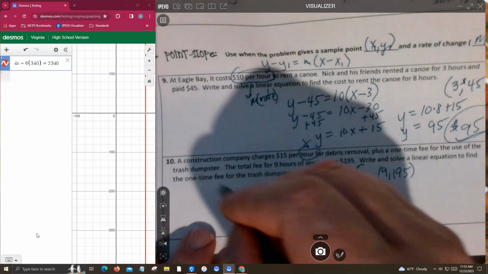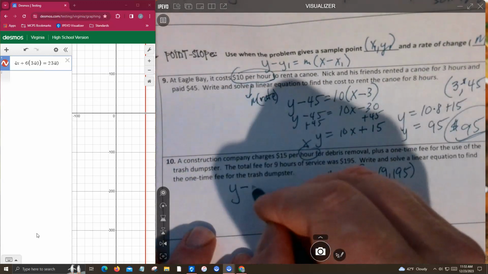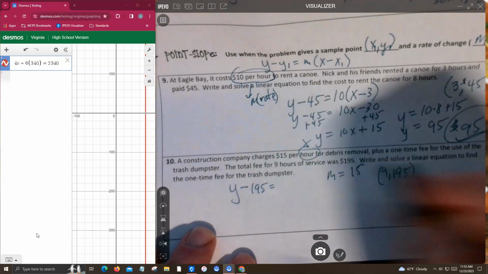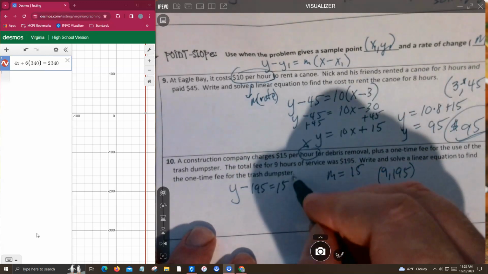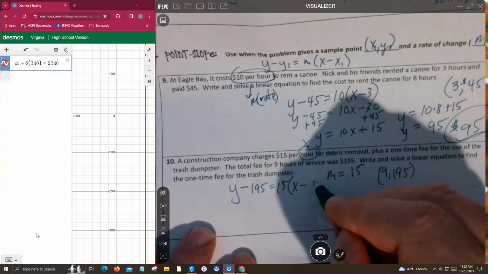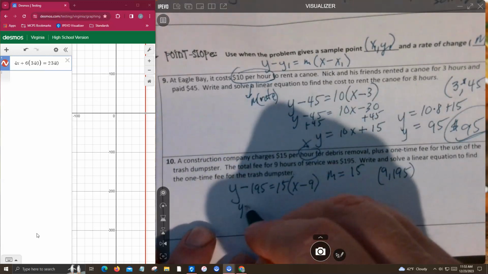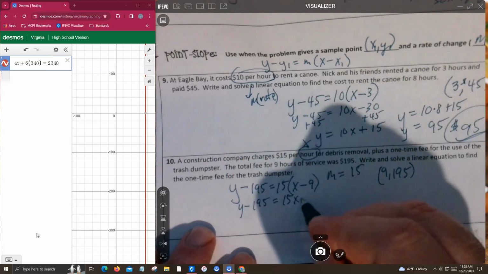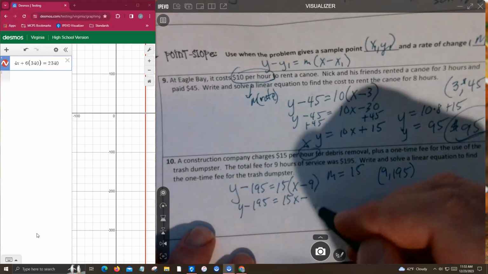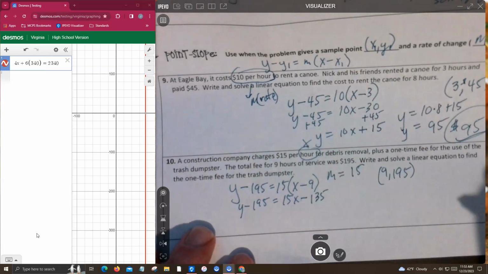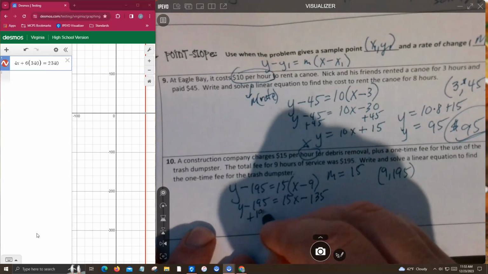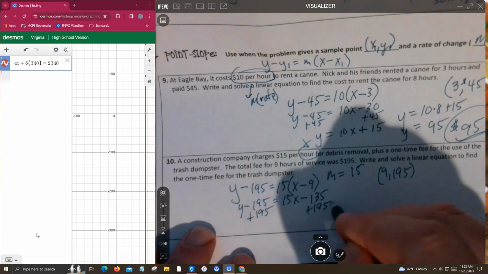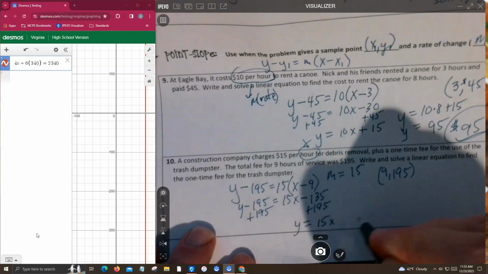So here I go, I'm going to write the equation. y minus 195 equals 15, which is the m, times x minus 9. So y minus 195 equals 15x minus, what is that? That's 135 if you do the math, I believe. Yes. Bring the 195 over. Now, y equals 15x plus, looks like 60.